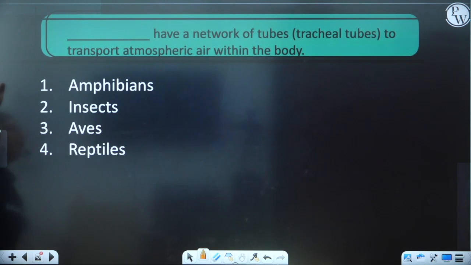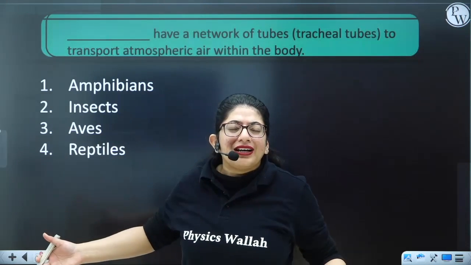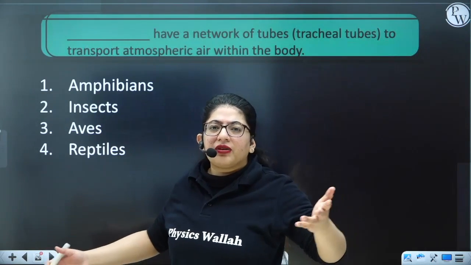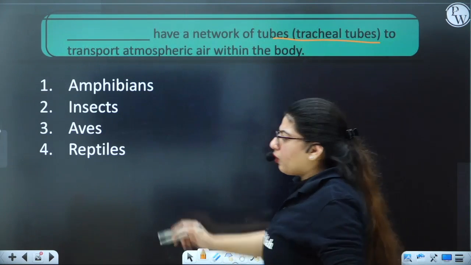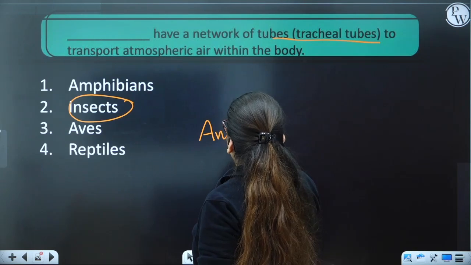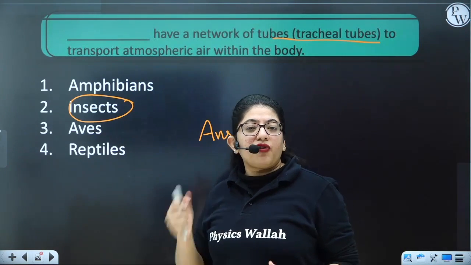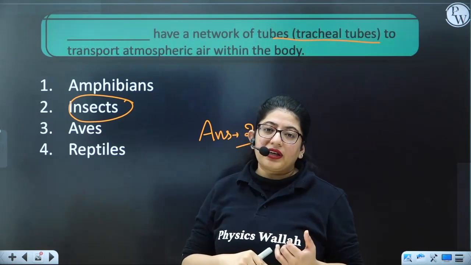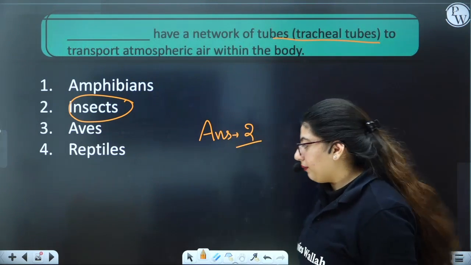Dash have a network of tubes, tracheal tube, to transport atmospheric air within the body. Which of the following animals has the tracheal tube? You don't even have to read the options if you have learnt it properly. Tracheal tubes are present in the cockroach, and cockroach belongs to insecta. Answer is 2. Right? So these are the type of questions, these ones fall into the category of two chapters, animal kingdom as well as respiration. So make sure to learn them very properly.